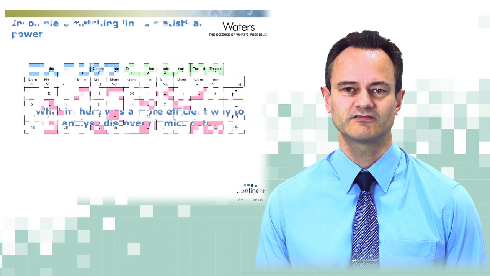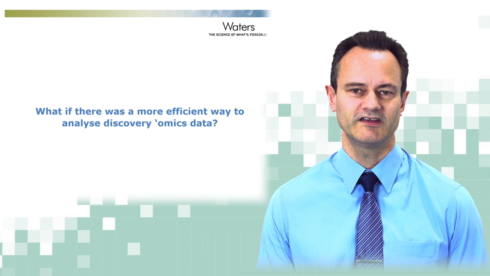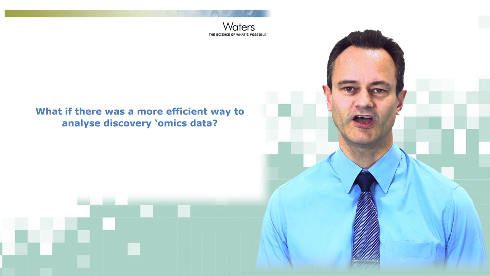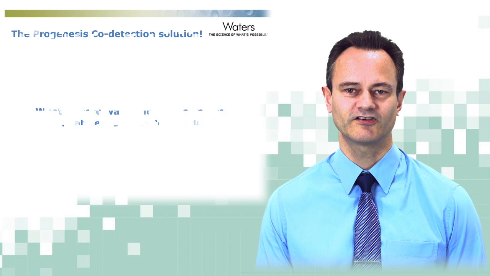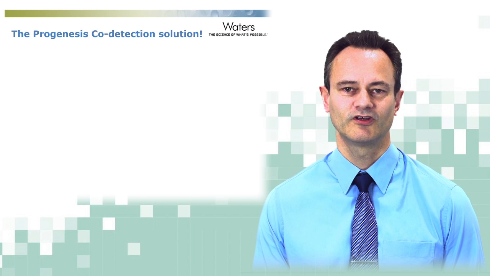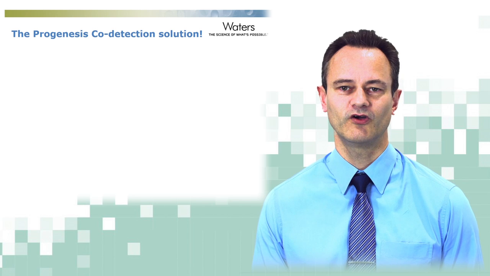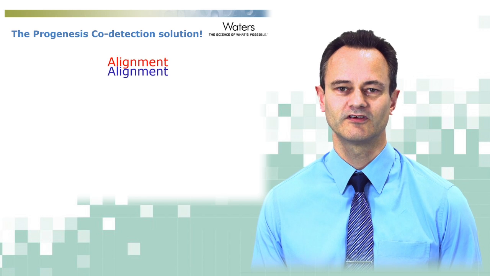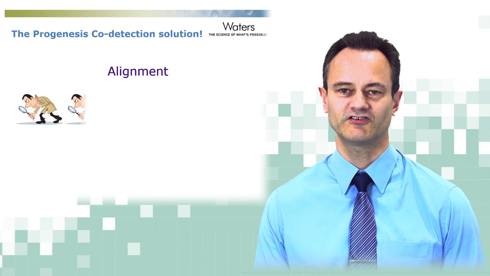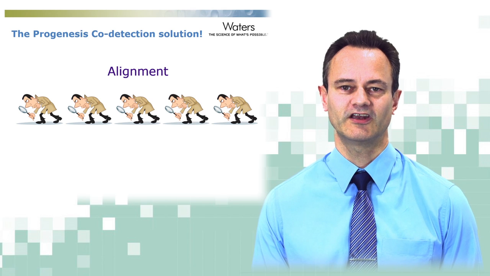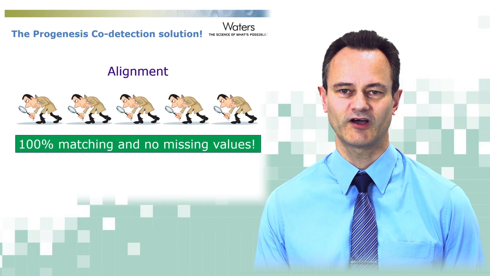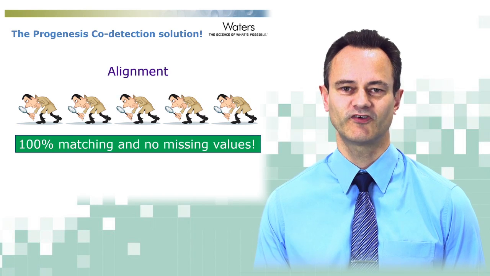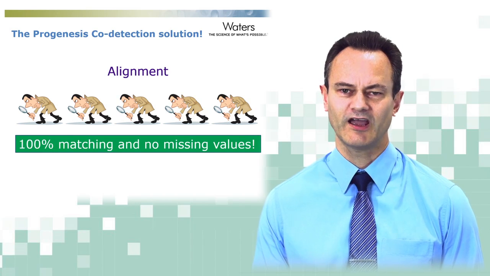So what if there was a better, more efficient way to analyze Discovery Omics data? Well, Progenesis QI software has a solution which involves a workflow of data alignment followed by co-detection, which results in 100% matching of all ions across all samples and no missing values. But how does this work?